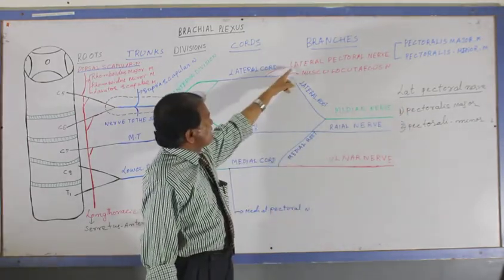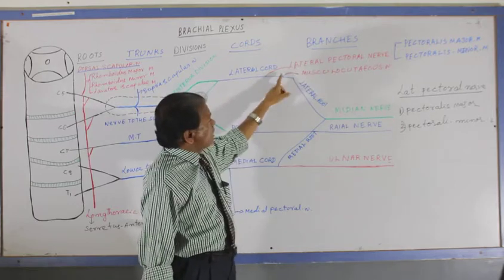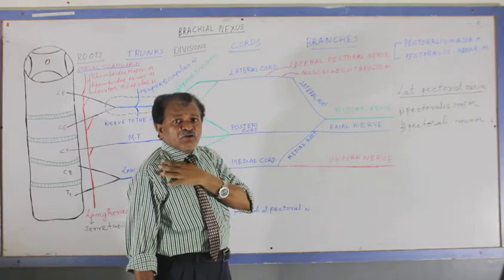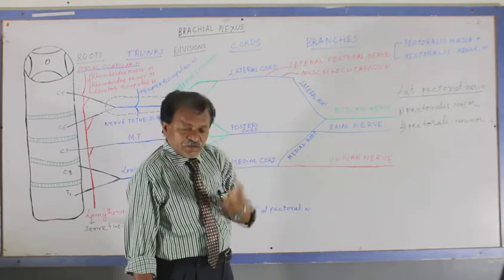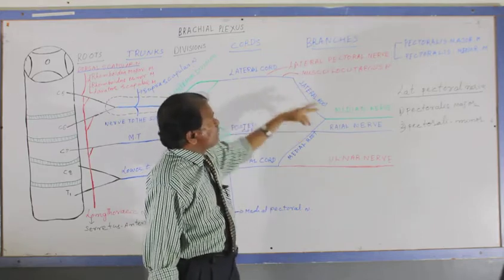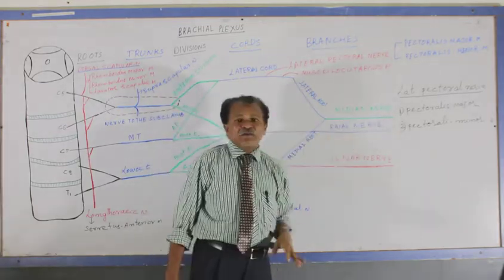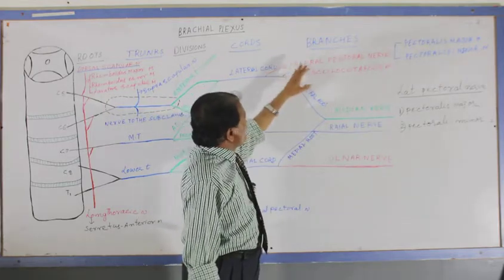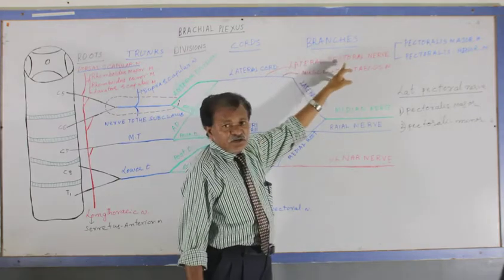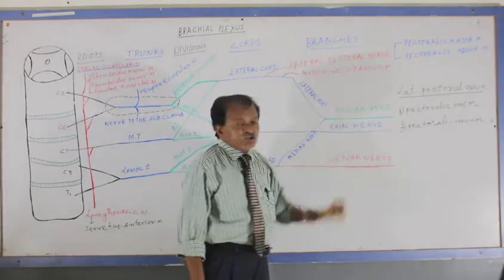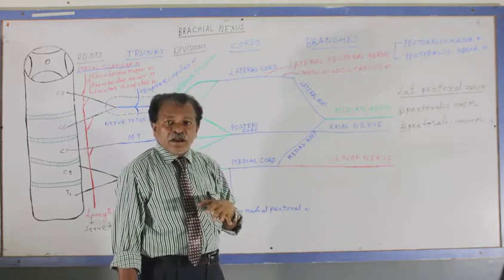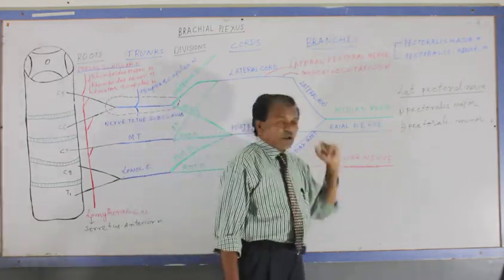So here what happens? The lateral pectoral nerve, after its origin, is covered by the pectoralis major muscle, in front of the pectoralis minor, and it runs and supplies both muscles, pectoralis minor and pectoralis major. In a case of disturbance of the lateral cord or otherwise, injury to the lateral pectoral nerve leads to what? There is less nerve supply to the pectoralis major and pectoralis minor.